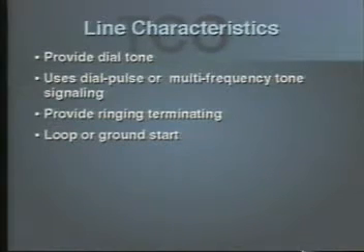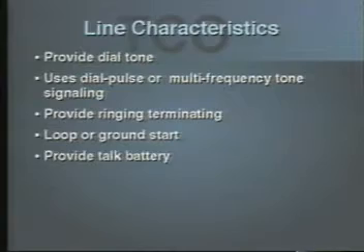Well, let's look at what else our line can do for us. It provides a talking battery. Again, in the customer premises module, we said that we supply a DC battery signal which allows us to talk. When we talk into the mouthpiece of the telephone, we operate an electrical device which changes that battery voltage, and that's how our voice gets translated throughout the network.